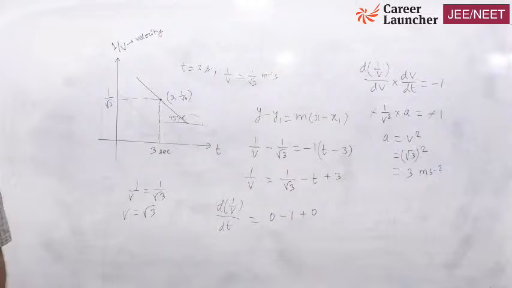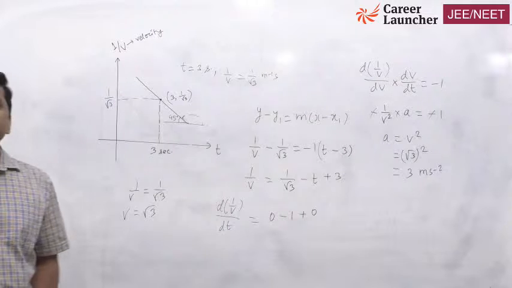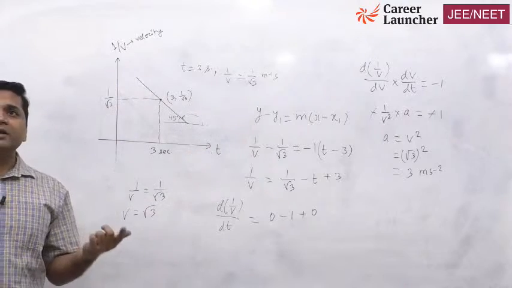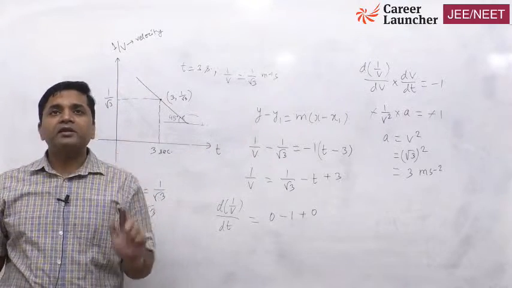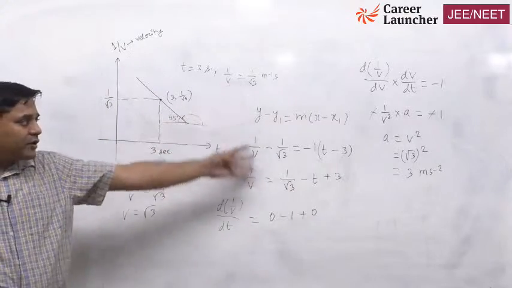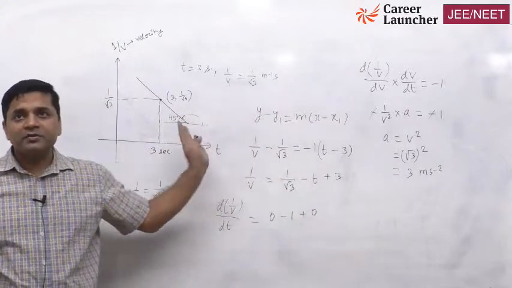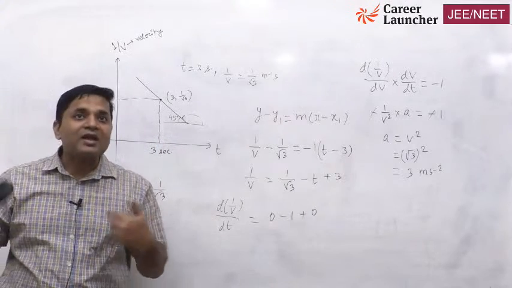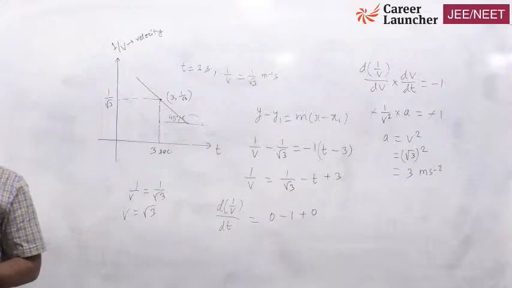If you have any doubt, you can ask, and then I'll answer. Some student has asked whether just by looking at the graph of 1 by v and t, we can get any hint about acceleration or not. If you have any doubt, you can ask it here, and then I will explain this. Just by looking at the graph, what can we interpret from it?